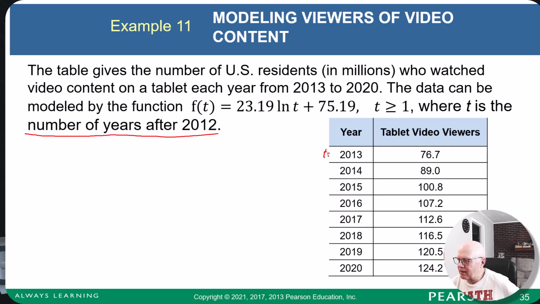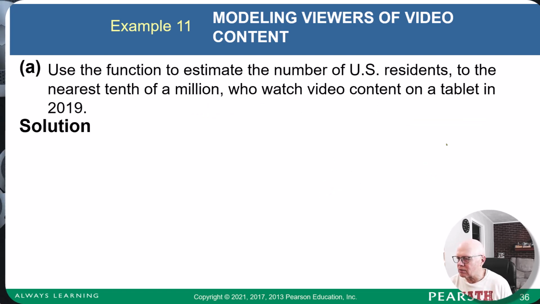That means this is 1 year after 2012, this is 2, this is 3, and so on. And then these are the number of viewers in millions. Here is our model. Our model says if you want the number of viewers, here's how you do it. Take 23.19 times the natural logarithm of whatever t is at that particular time, add 75.19, and you'll get the number that's over here, or pretty close to it, if this is a good model.